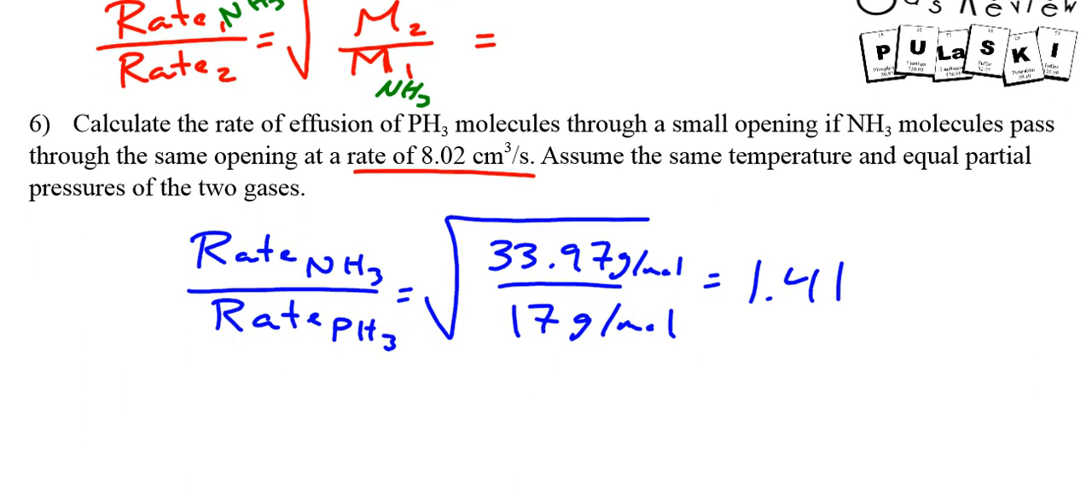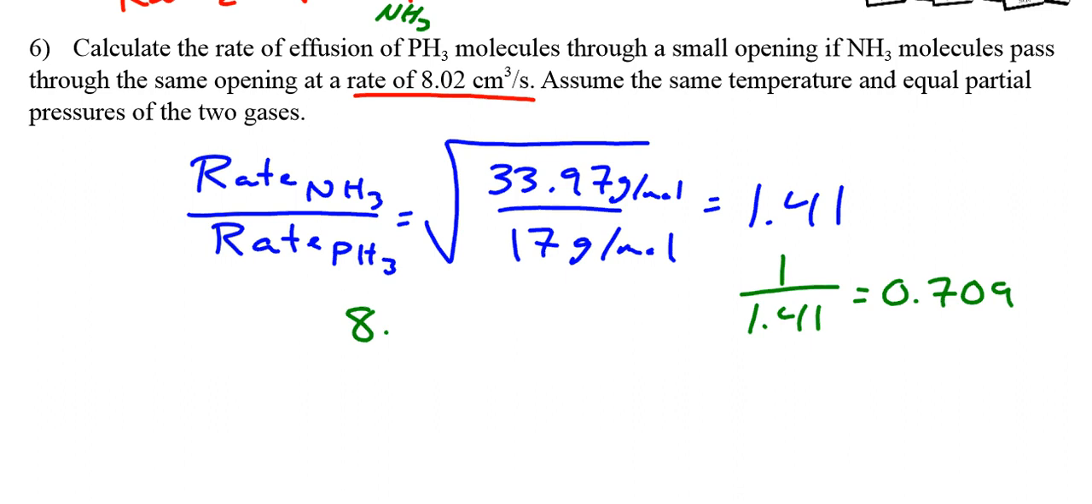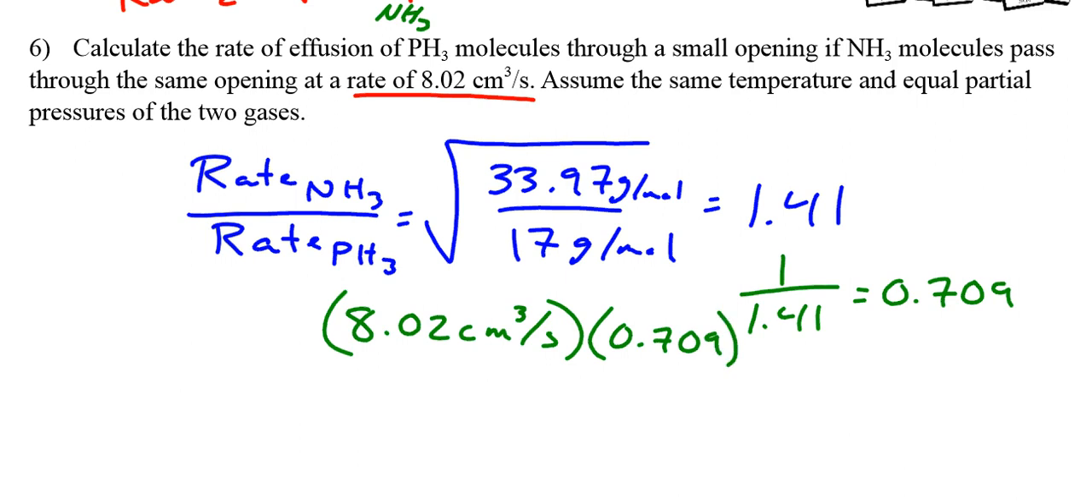So you could have done it some ways. Now, this is one way you could have done it. If that one's faster, and I take the reciprocal of it, then that's 0.709. What I'm saying is that the PH3 is about 71% as fast as the NH3. So you could have taken 8.02 and multiplied it by how much slower the other one is, or it's in the equation itself.